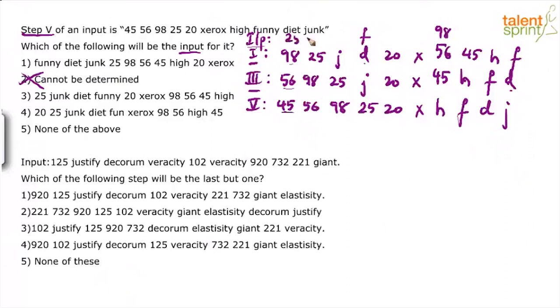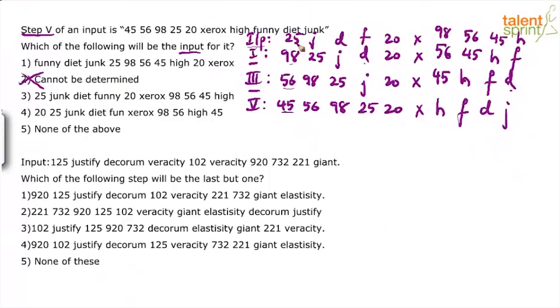So 25, J, and D, then 20, X, 98 has been moved there. Then 56, 45 and H. Remember, F has been moved. So this is the input. I'm just doing the whole process in the reverse order. So we got the input as 25 JD, F20X, 98, 56, 45H, right?